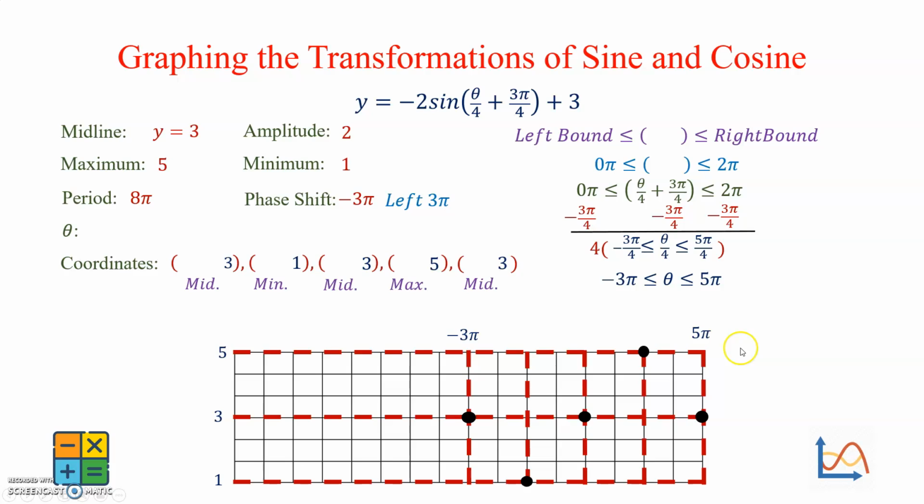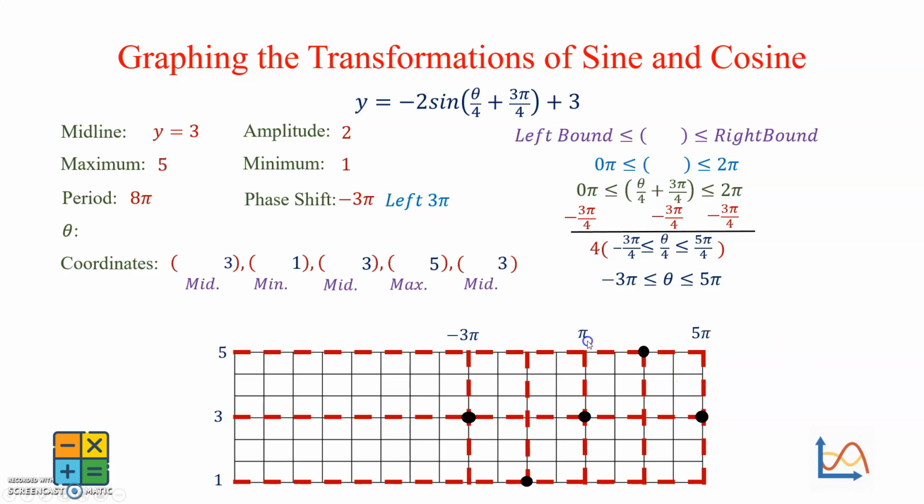Before I go forward, let me just make sure everything is fitting. From -3 to +5 is a distance of 8. Our period was 8 pi. So everything is starting to match up. So it's time to do average, average, average. Average our left and right.